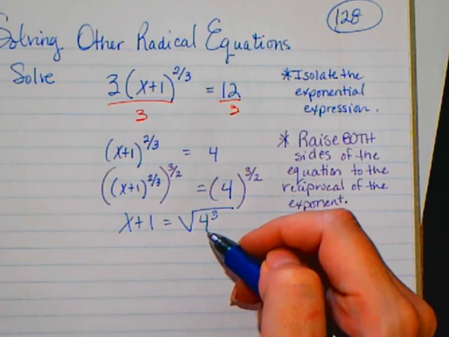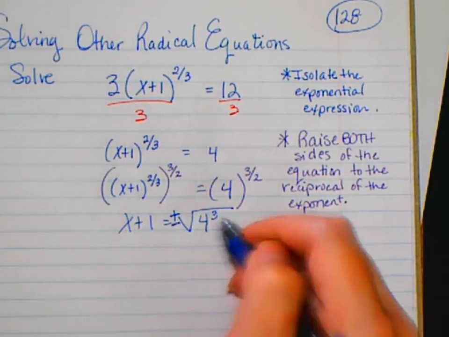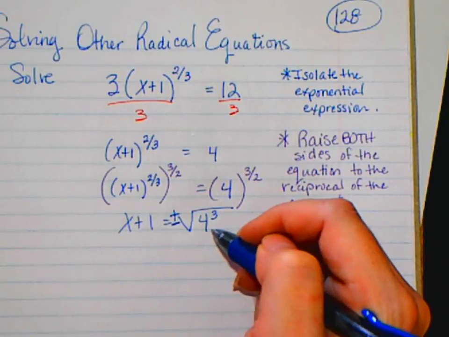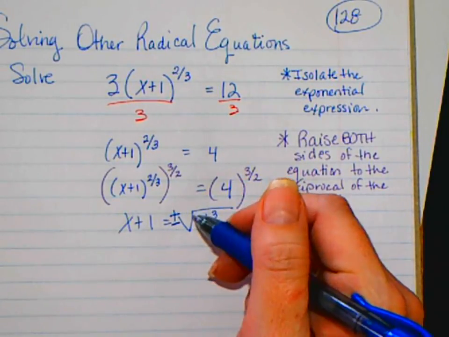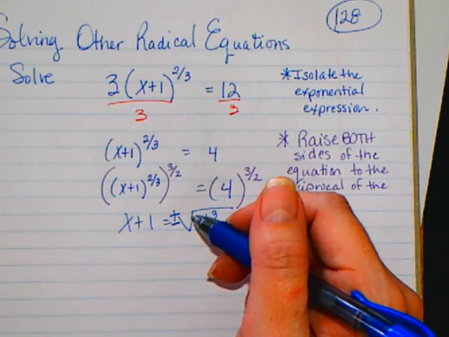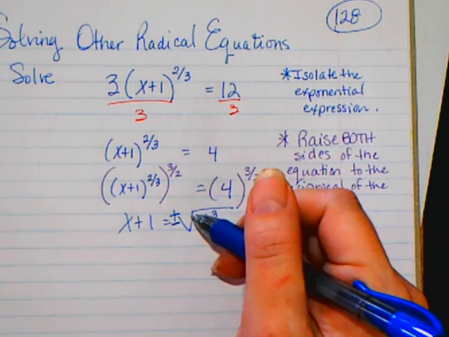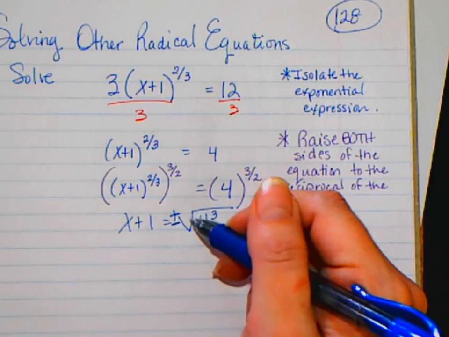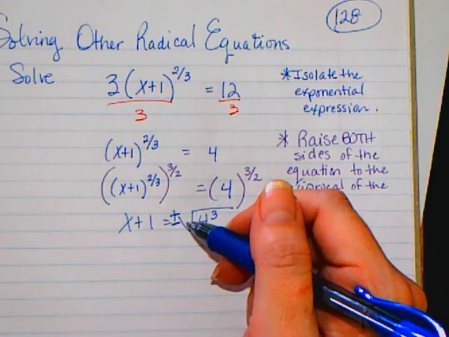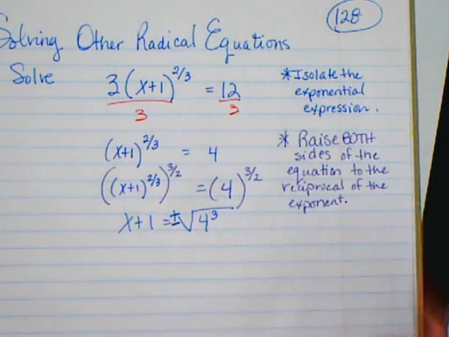Now, on these, I'm going to be taking the positive and the negative square root of 4 to the 3rd power. If my index is even, remember how when we were solving square roots, when we were graphing and the quadratic formula and all that stuff, we do plus or minus. If your index is even, you have to take the positive root and the negative root. If the index is odd, like the 3rd root or 5th root or 7th root, you can't do positive and negative. But if it's even, you can. Okay, so let me show you.